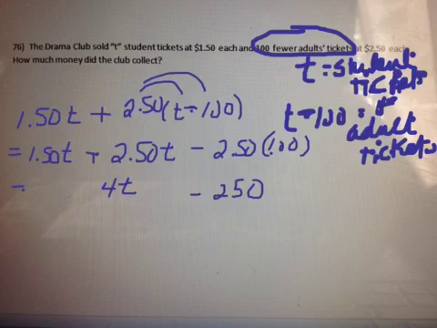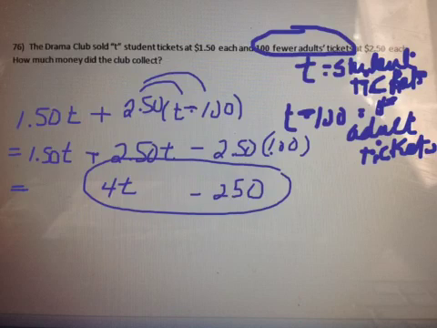So the total amount of money that they collected was 4T minus $250. So $4 times the number of tickets sold, but then we're going to subtract out $250. We can't actually get a number there.